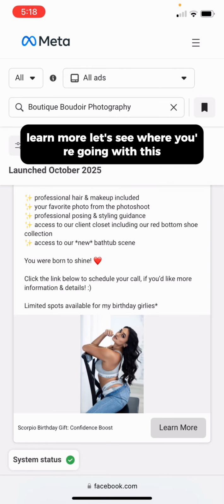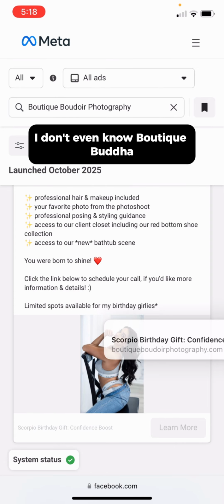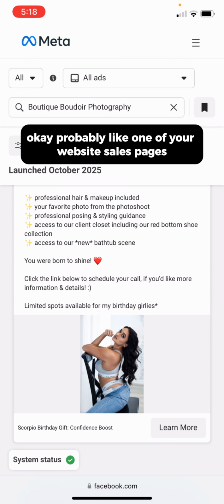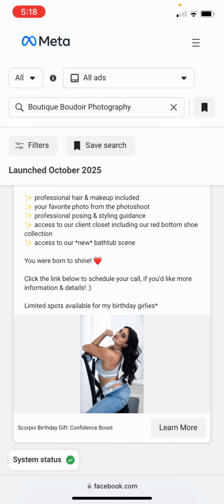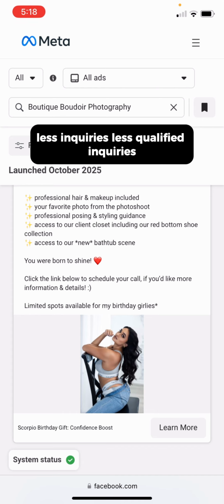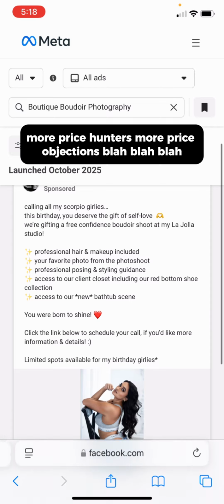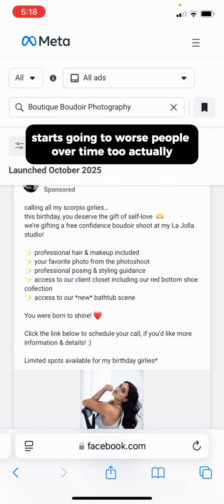Learn more. Let's see where you're going with this. I don't even know. Boutique Boudoir. Okay, probably like one of your website sales pages. So yeah, you're getting less bookings, less inquiries, less qualified inquiries, more price hunters, more price objections, blah, blah, blah. Then the ad starts going to worse people over time too, actually.